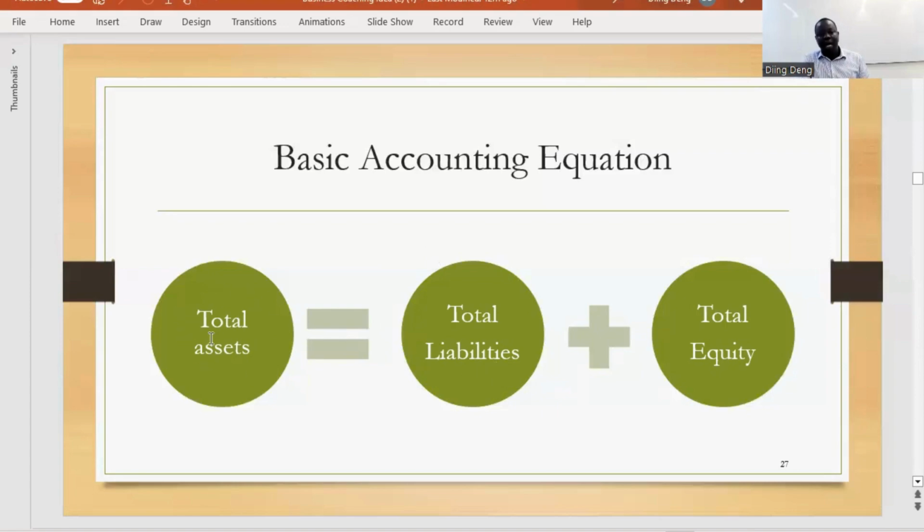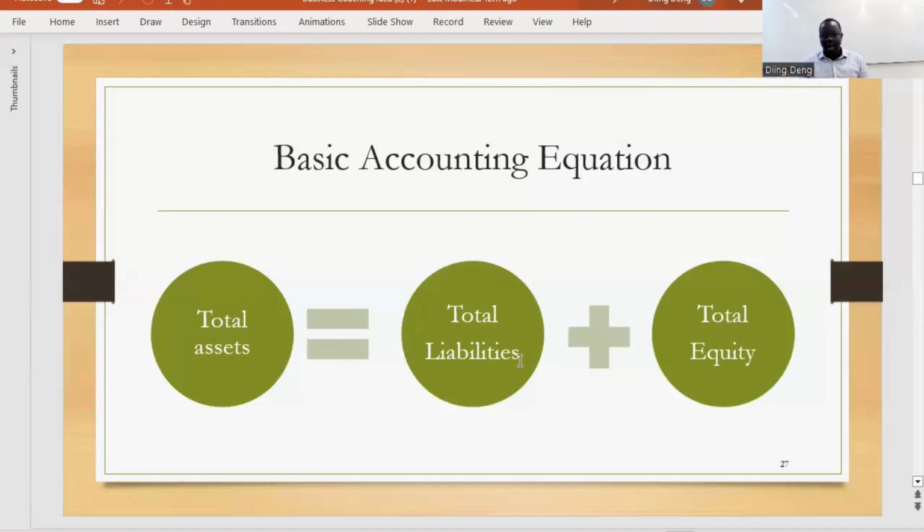You have the total assets. Total assets here will have two categories: current assets and non-current assets. The same for liabilities. Here you have current liabilities and non-current liabilities. We'll cover this in more detail in different videos. What I'm trying to do here is to introduce you to this concept so that you understand whatever we will explain in more detail later.